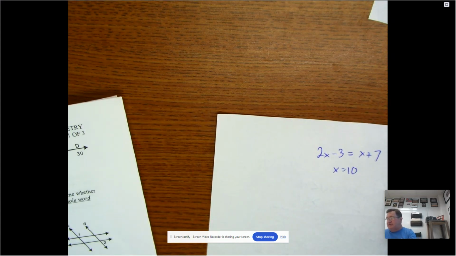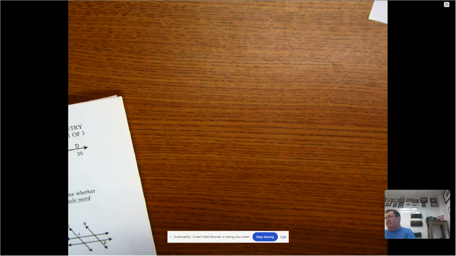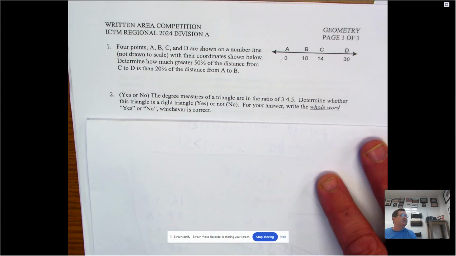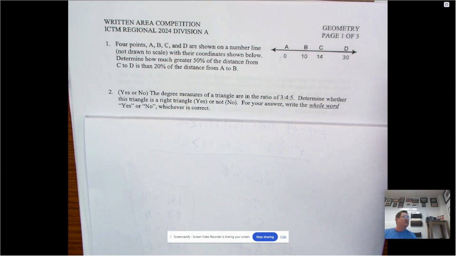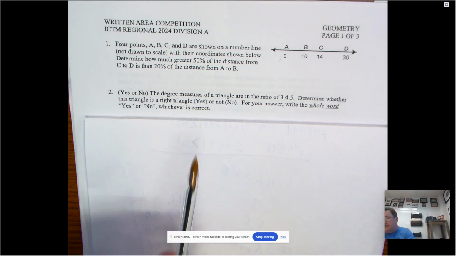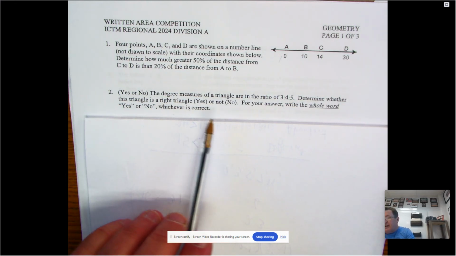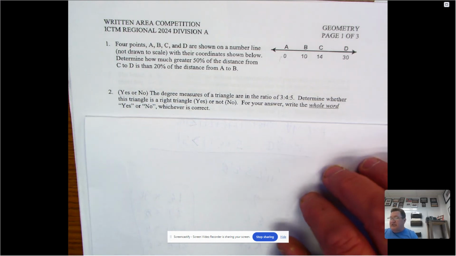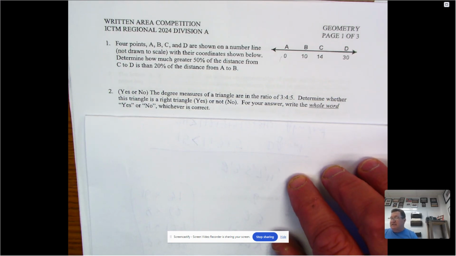The geometry question on this particular math team exam, question 2, says, it's a yes or no question. It says the degree measures of a triangle are in the ratio of 3, 4, 5. Determine whether the triangle is a right triangle or not. You know, they're trying to catch you here on the Pythagorean theorem. If the question was the sides are in the ratio of 3, 4, 5, then the answer would be yes. But it's not sides; it's degree measures.